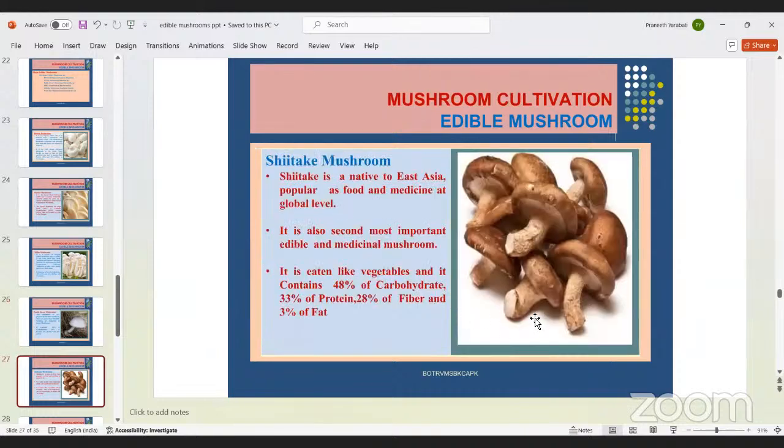Another edible mushroom is the shiitake mushroom. Shiitake is native to East Asia, popular as a food and medicine at the global level. It is medicinally important because it is the second most important edible and medicinal mushroom, and it is eaten like a vegetable. It contains 48% carbohydrates and 33% proteins and 28% fiber and 3% of the fat.